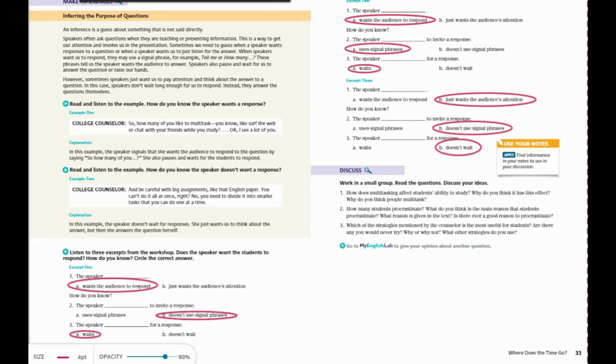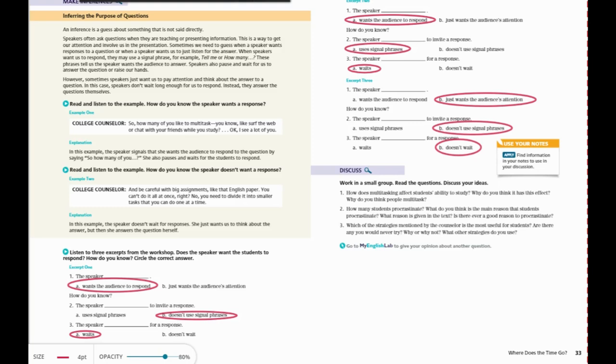Okay, let's check the answers. Number 1, the speaker wants the audience to respond. A. Okay, number 2, how do you know? The answer is B. The speaker doesn't use signal phrases to invite a response. Number 3, the answer is A. The speaker waits for a response. Okay. Moving on, let's move on to excerpt 2.